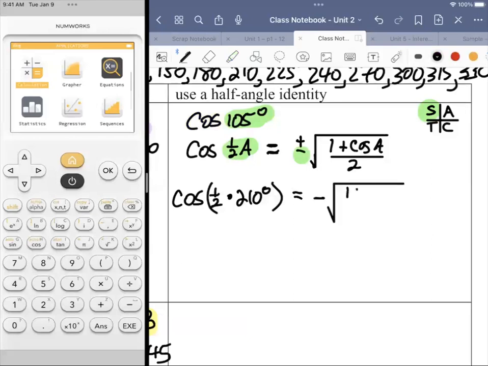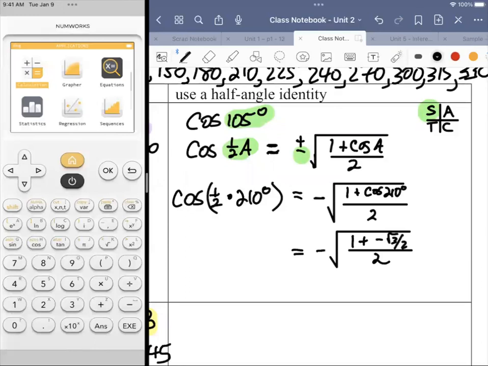Then we'll find 1 plus cosine of 210 degrees over 2. Based off of unit circle knowledge, cosine of 210 degrees is negative radical 3 over 2. I'll give my denominator of 2 a little extra flair. I don't want to make the other 2's feel bad about themselves, so I'm going to trim that down a little bit. This would be an expression that's equivalent to the cosine of 105 degrees.